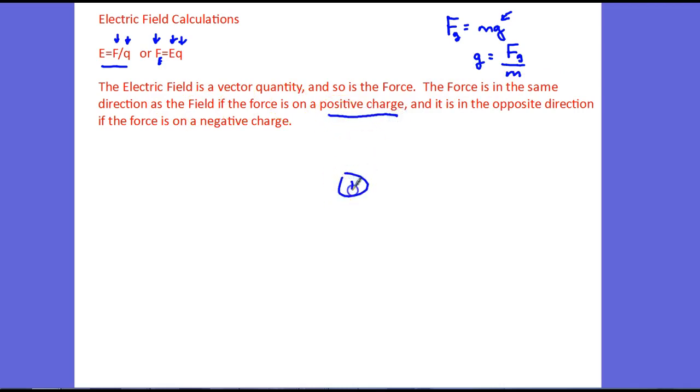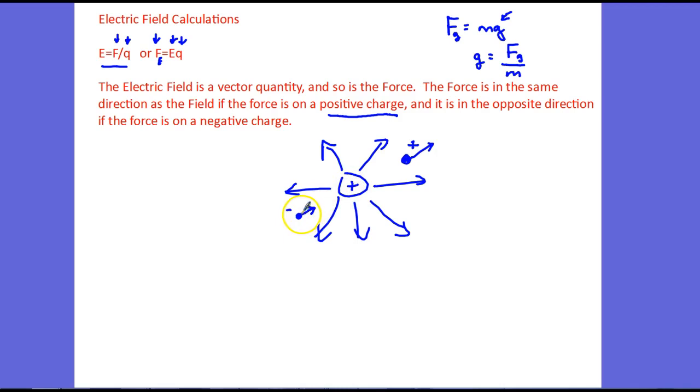Let's draw this field here, the field around a positive charge. And let's put a little positive charge here, and we'll put a little negative charge here. So the force is in the same direction as the field if you're on a positive charge. That makes sense, because this little positive charge over here is going to be pushed away from the other positive charge, so its direction will be in the same direction as the field. This little negative charge is going to be pulled toward that big positive charge, and so the direction of the force on it is opposite the field.